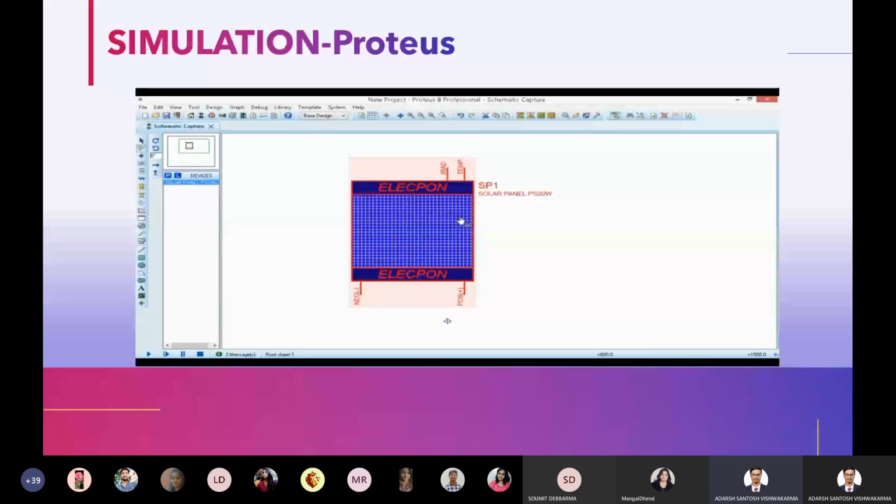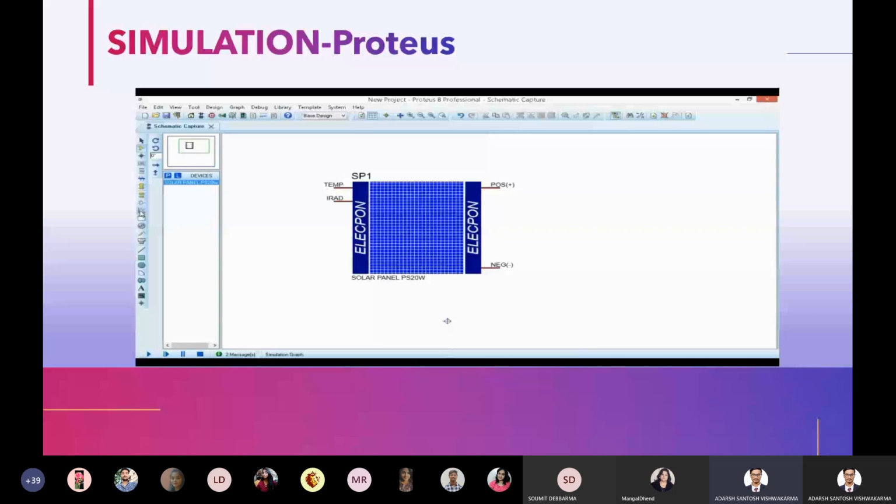Here it has positive and negative terminals, with the radiance terminal, which is the input for the amount of sunlight which is falling on the solar panel, and it also has a temperature terminal, which is very important because there shouldn't be any overheating, which may be dangerous for the solar panel.